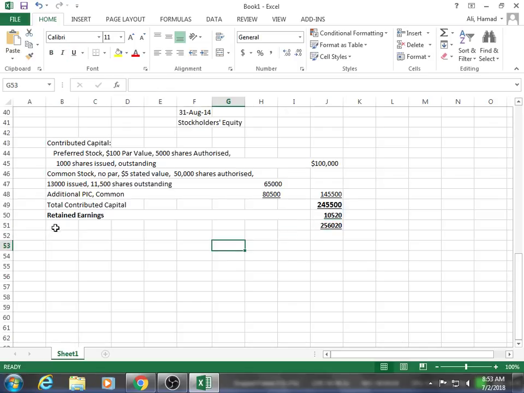Now, since we have a treasury stock, we're going to say less treasury stock. Remember that? So we're going to put a subtotal for the 256,020, just to the left of it. That's subtotal. And then we're going to say less treasury stock.